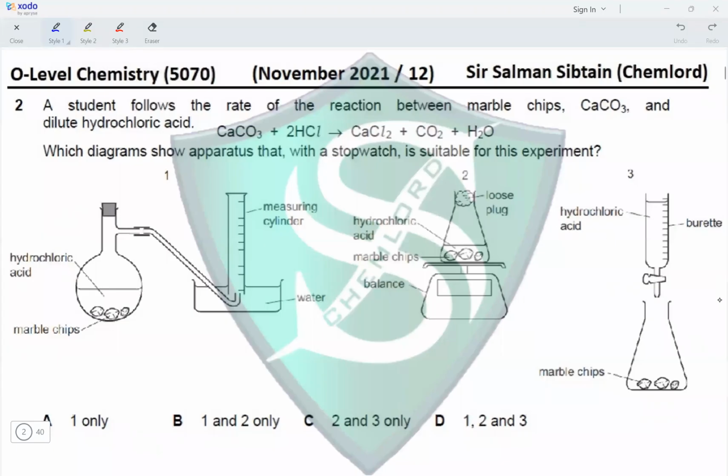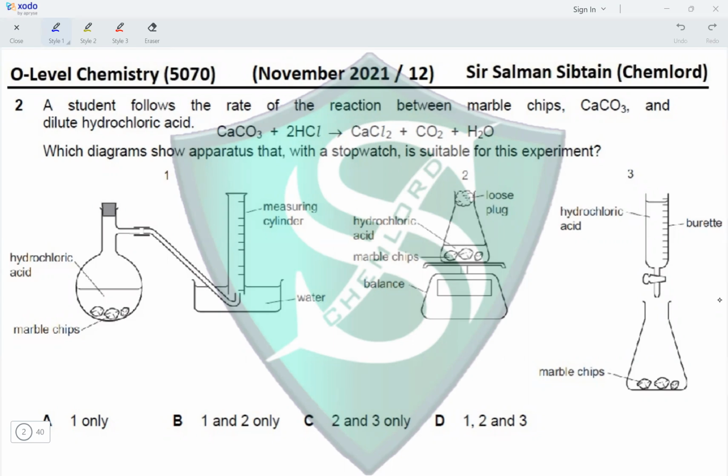Question 2. A student follows the rate of the reaction between marble chips, calcium carbonate, and dilute hydrochloric acid. Equation is given. Which diagram shows apparatus that with a stopwatch is suitable for this experiment? So rate of reaction is being followed, which means we need to have the gas that is produced collected and the time to collect the gas measured.